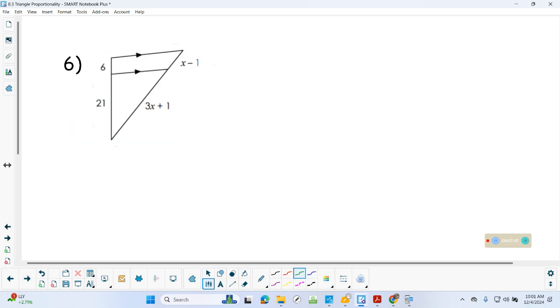Okay, let's set it up. I'm going to pick a random side. You're going to match it up. I'm going to start with 3x plus 1. So what goes underneath it? Got it. Second fraction. Watch the order. What's the second one have to be?